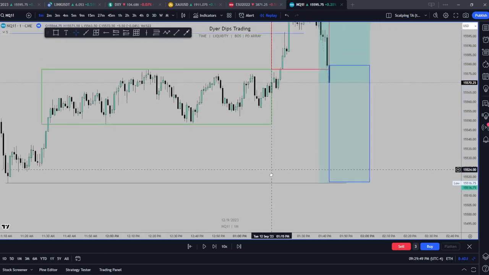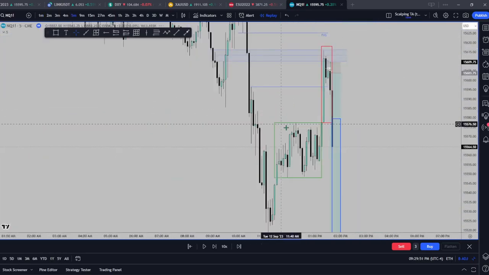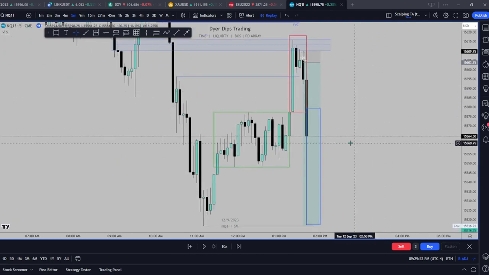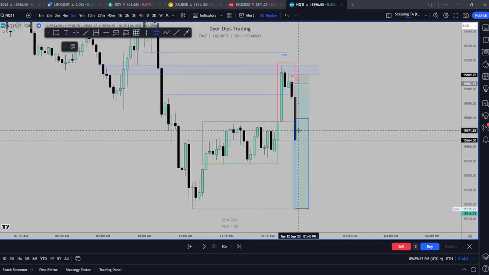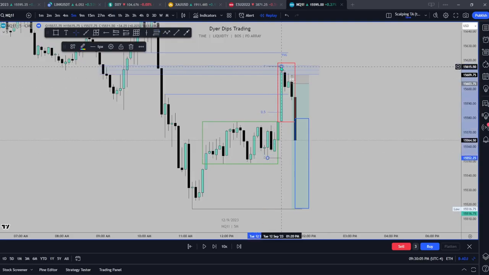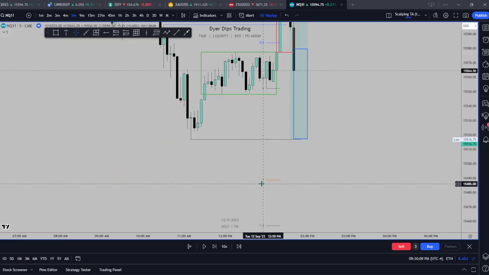Now, by the time this was all occurring here, I also went back onto the 15-minute, or the 5-minute here, and I was looking at this manipulation leg, anticipating where price was likely to reach to. So I took the low of this candle here, from the swing low to the top of the manipulation candle, and I did one standard deviation, which brought me down to here, 15,488.75.